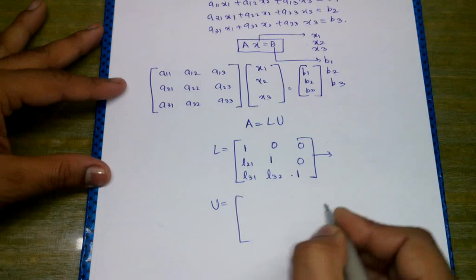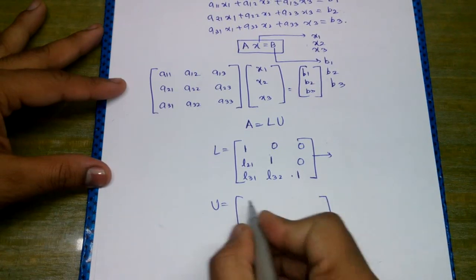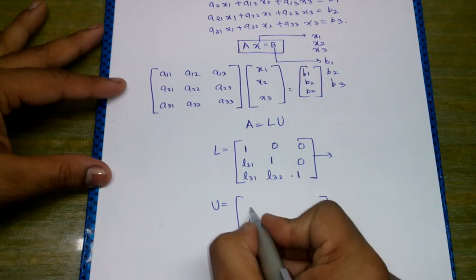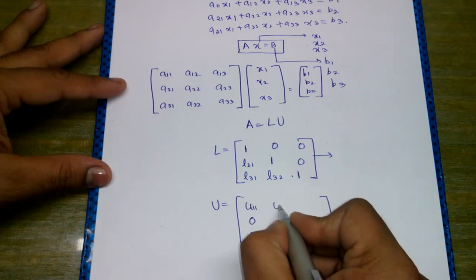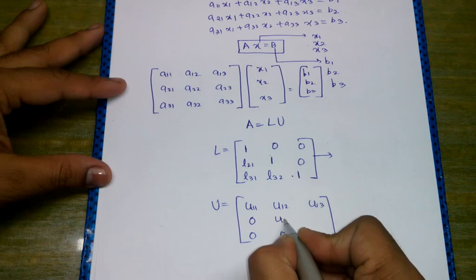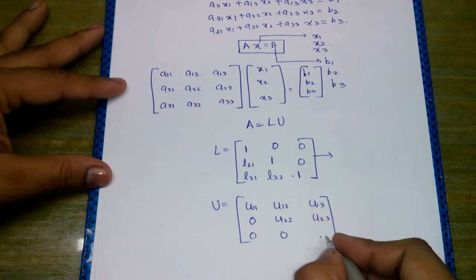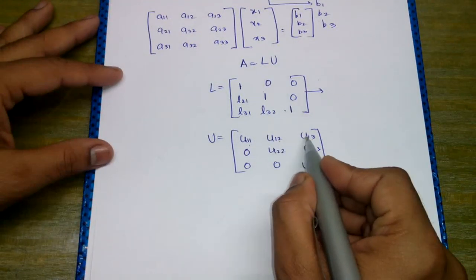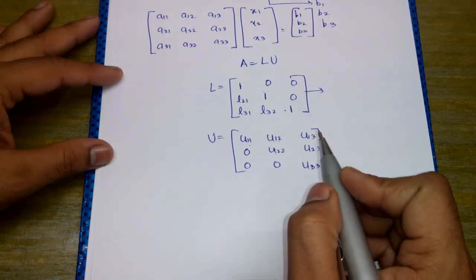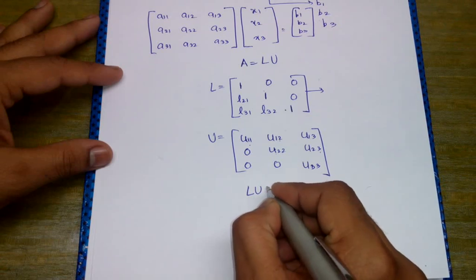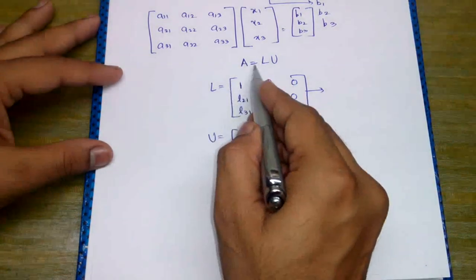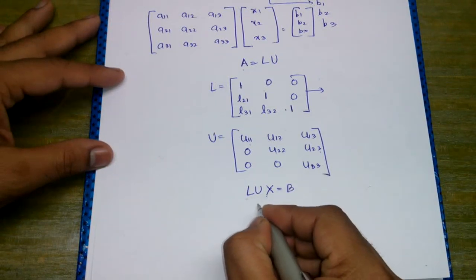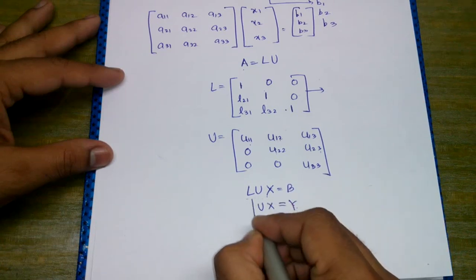And in the upper triangular matrix, the elements which are lying below the leading diagonal are 0. So 0, 0, 0. And this term will be taken as U11, this is U12, this is U13, U22, U23, and this is U33. So in the upper triangular matrix, the unknown elements are U11, U12, U13, U22, U23, and U33. So we have L into U into X equals B, because we have broken A equals to L into U.